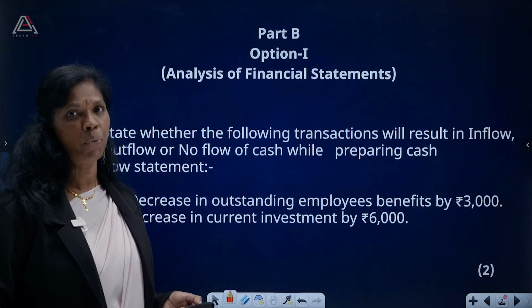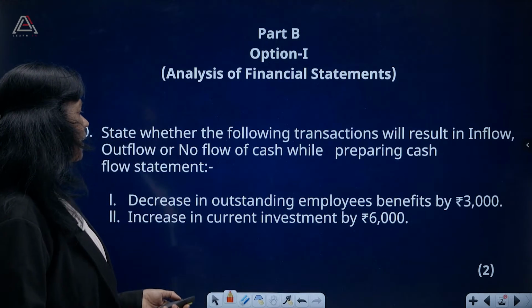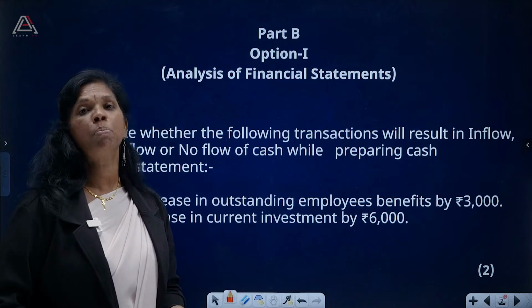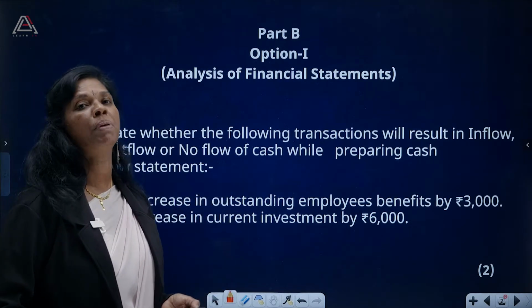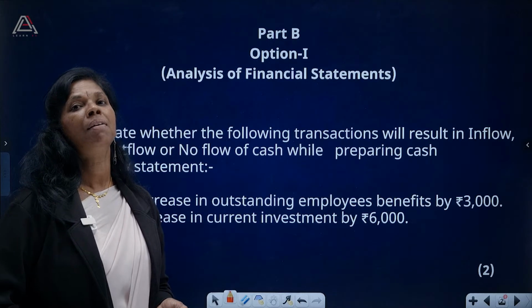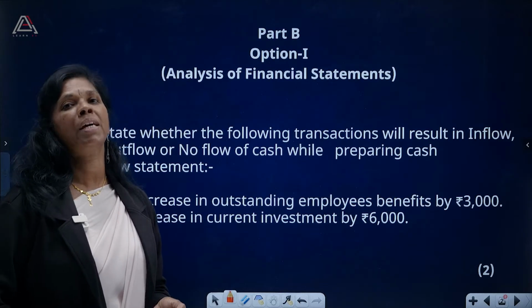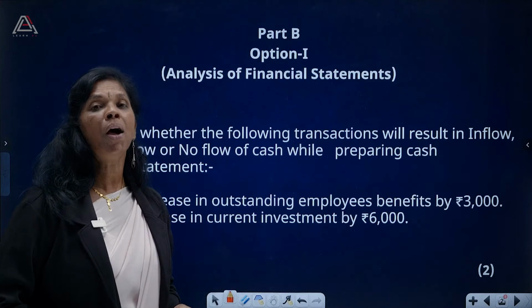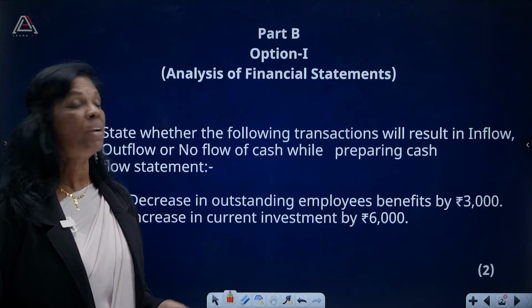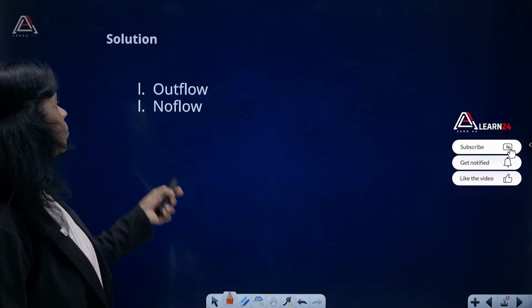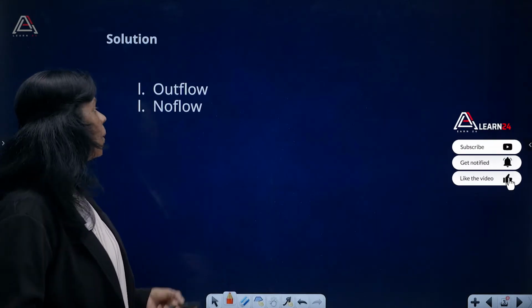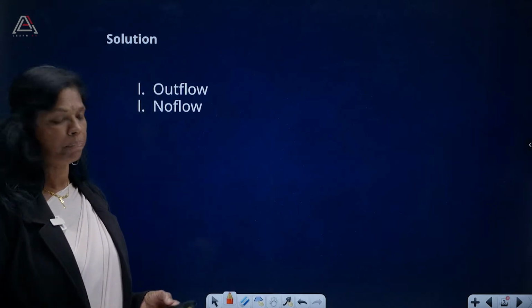It is outflow. Then second one, increase in current investment by rupees 6,000. Here we can't see any flow of cash. There is no outflow and inflow of cash. That is why we have to write this one answer as no flow. See solution. First one outflow, second one no flow.